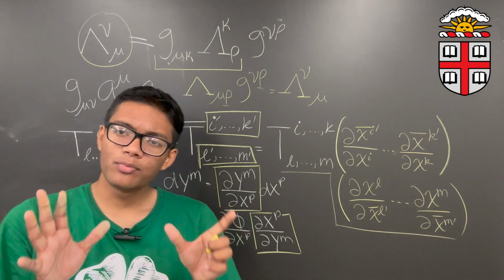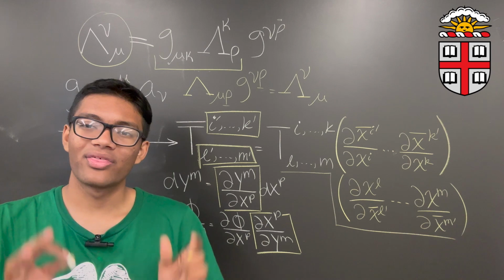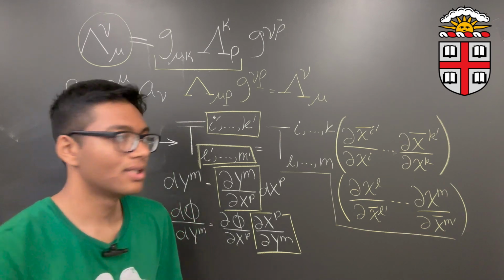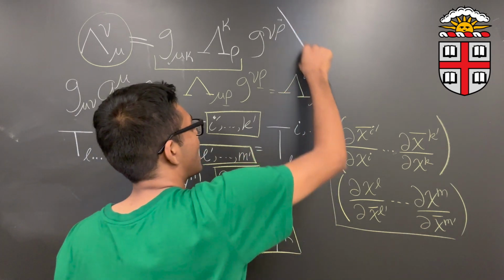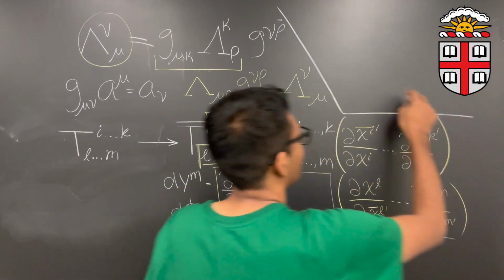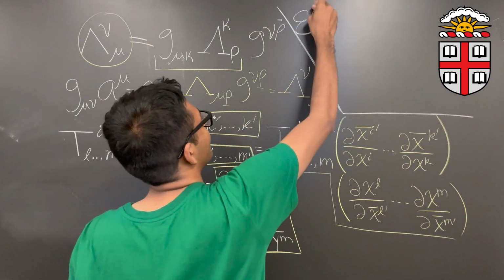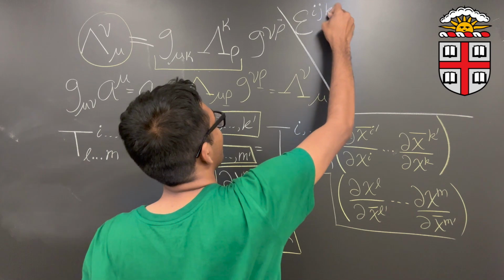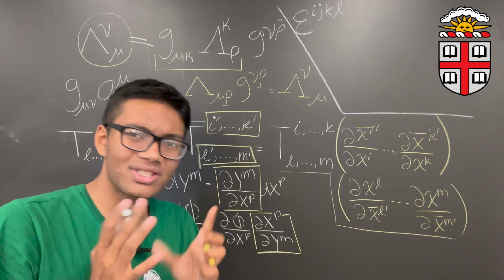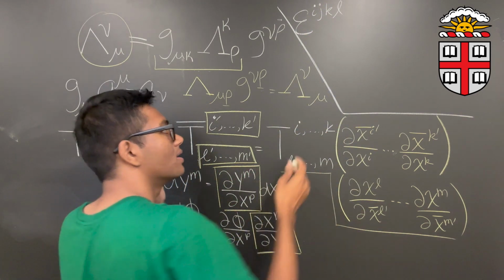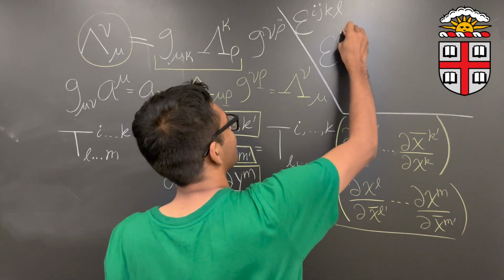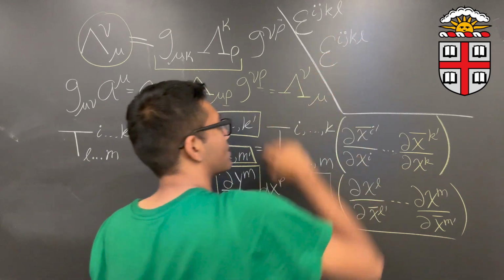Now, I'd like to briefly give a word on the Levi-Civita symbol. The Levi-Civita symbol is just a handy tool in physics. It's written as follows, epsilon ijkl. It's just a scalar, just some kind of number. Let me write it again here so that it's not obstructed by the light.